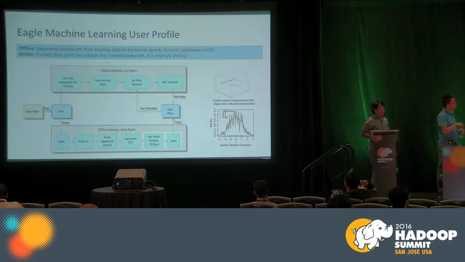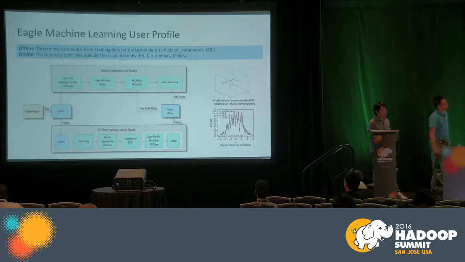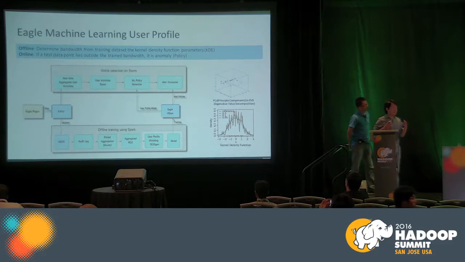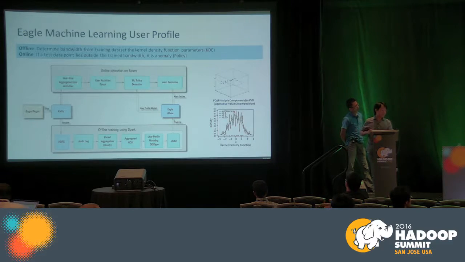And also, besides the predefined policy, you can provide a user profile model. It will use Spark to train on the historical user activity and integrate with the real-time action in Storm, and detect an alert if the user is not acting like what he should be.